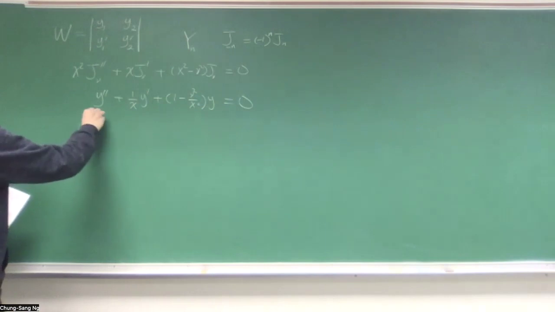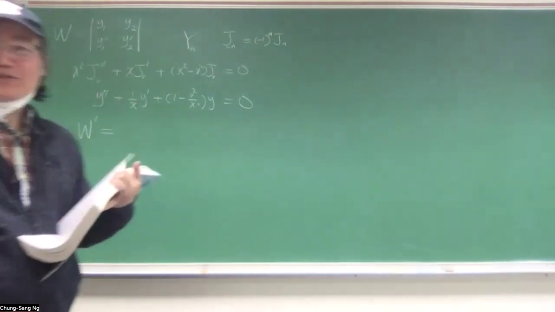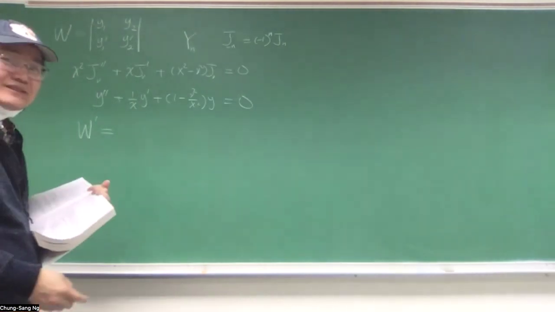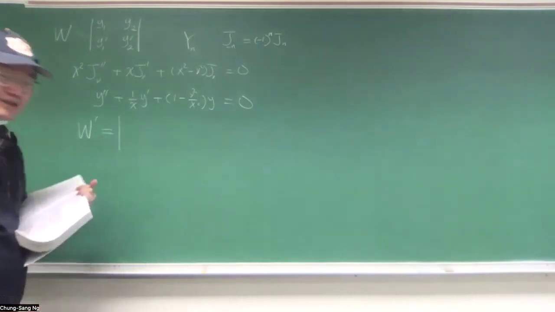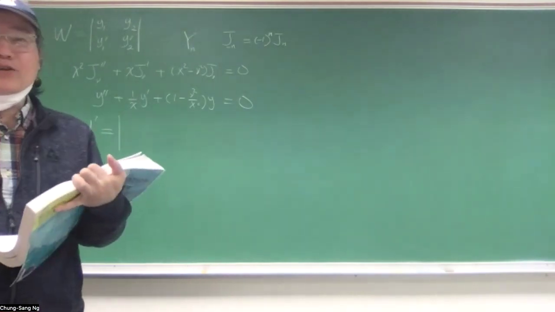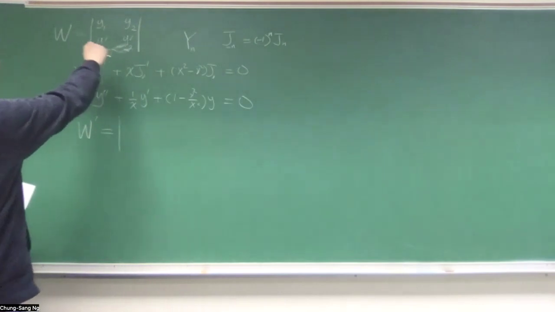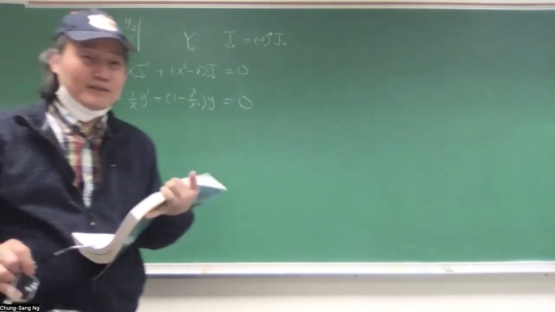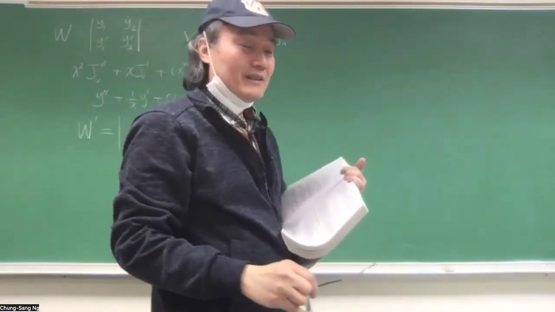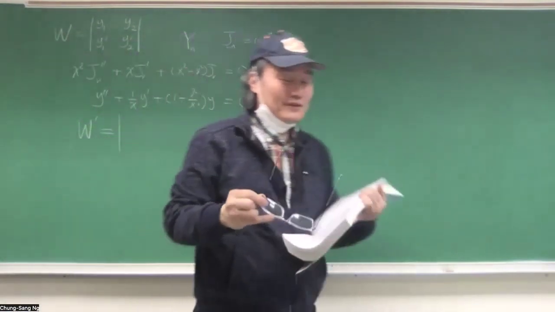So W prime. Can you write down the W prime, given by the matrix form? The derivative of this matrix, right away. Do you know how to do that? Did I talk about that? We didn't talk about it. I mean, this is 2 by 2, you can write it out. So y1 y2 prime minus y2 y1 prime, and then take the derivative. That's kind of easy. For a 2 by 2 matrix it is straightforward.